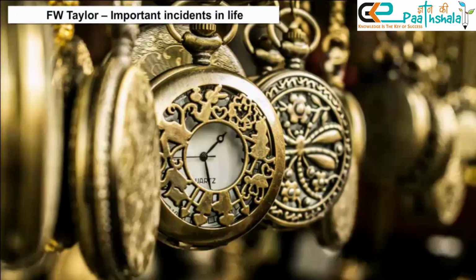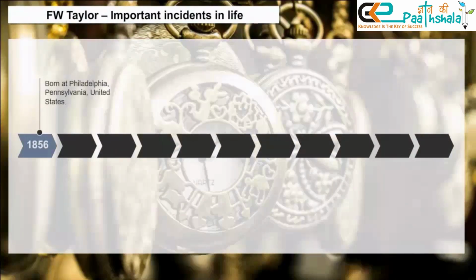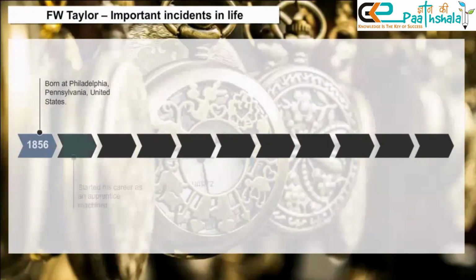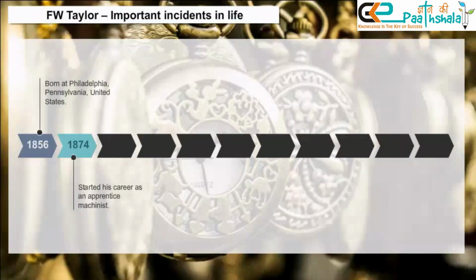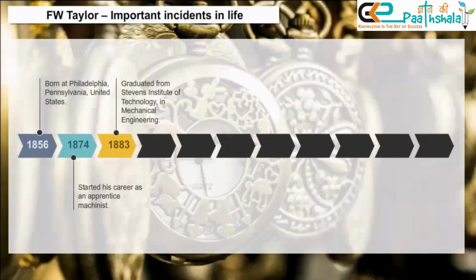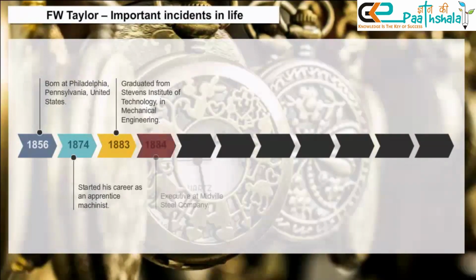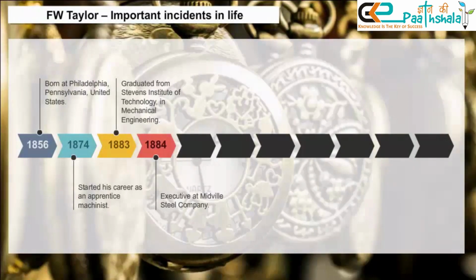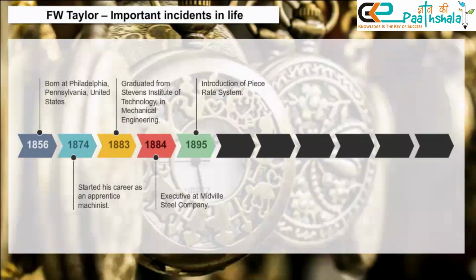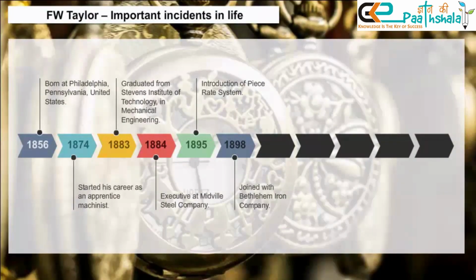F.W. Taylor, important incidents in life. 1856, March 20th, born at Philadelphia, Pennsylvania, United States. 1874, started his career as an apprentice mechanist. 1883, graduated from Stevens Institute of Technology in Mechanical Engineering. 1884, executive at Midville Steel Company. 1895, introduction of piece rate system. 1898, joined with Bethlehem Iron Company.